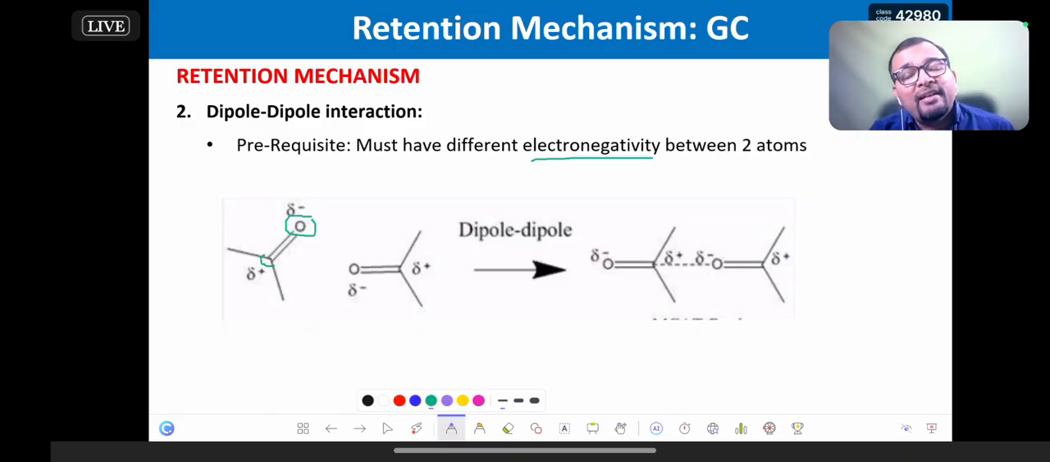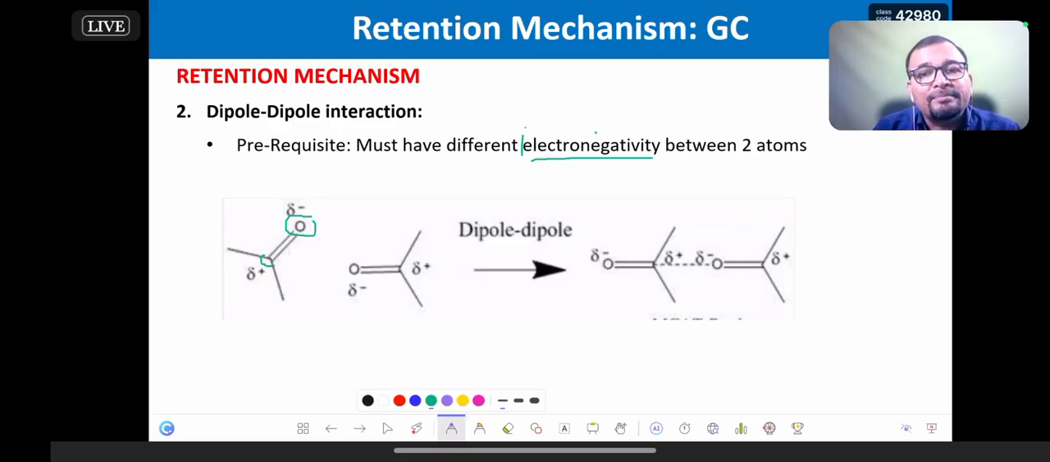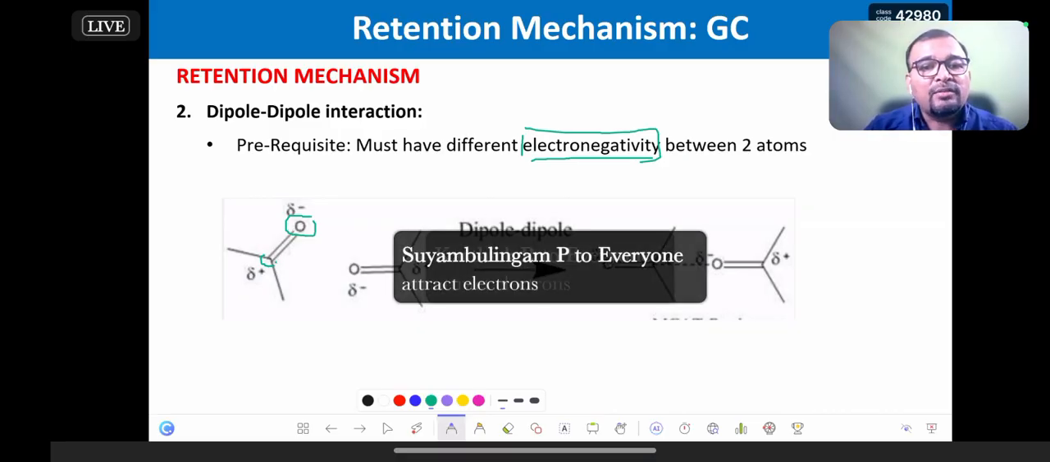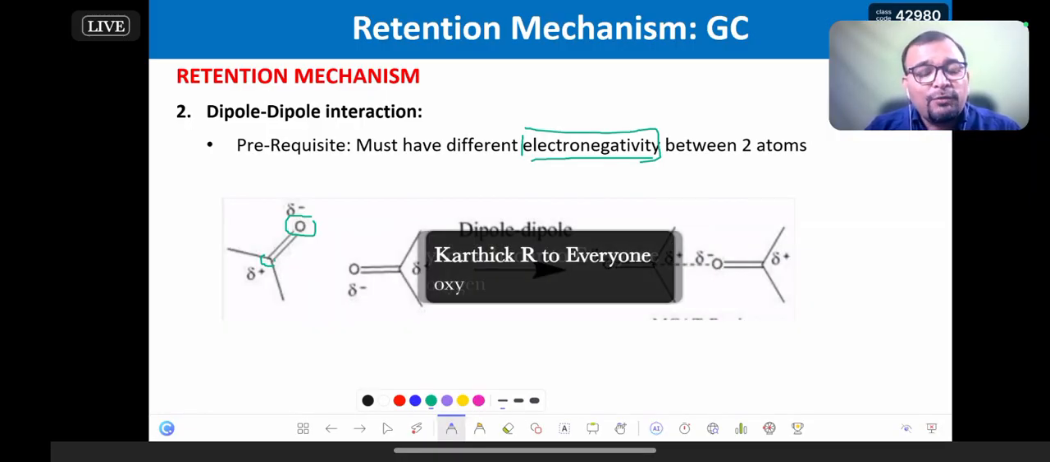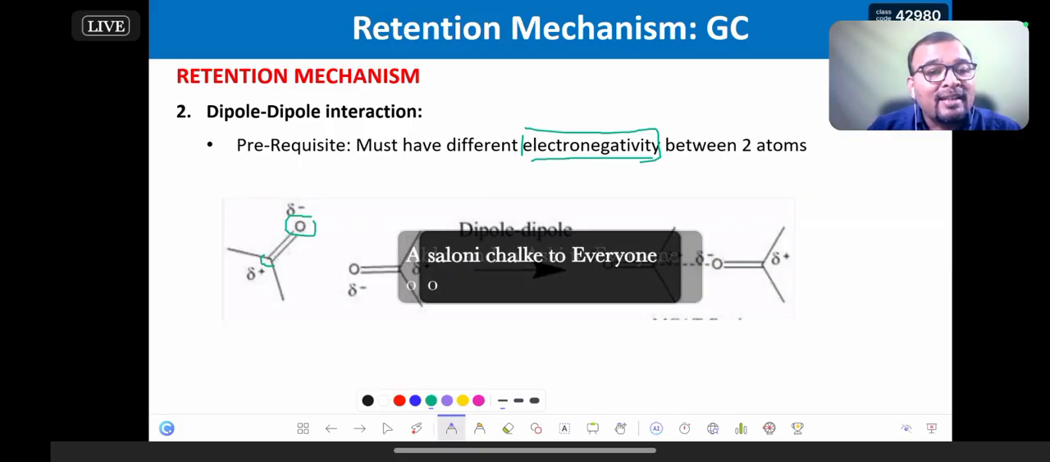Oxygen is a highly electronegative atom. That means oxygen has a tendency to attract electrons towards itself. Yes or no? What is the definition of an electronegative atom? Tendency to attract electrons. Type attract electrons in the comment box. So this atom has a tendency to attract electrons. Now, in this situation, which one is the electronegative atom between carbon and oxygen? Oxygen, right?